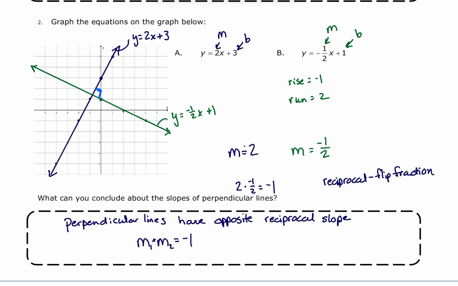So when we're looking at a pair of lines to see if they are perpendicular, we can multiply their slopes. If their slopes multiply to -1, then those are perpendicular lines.